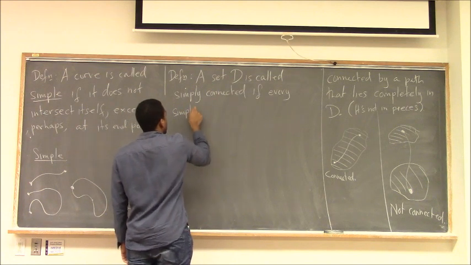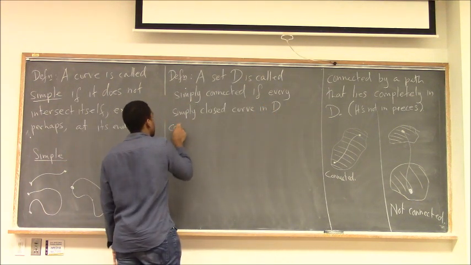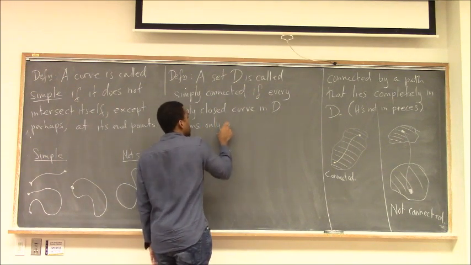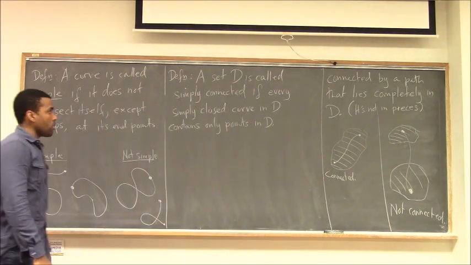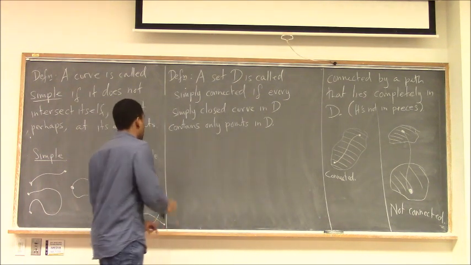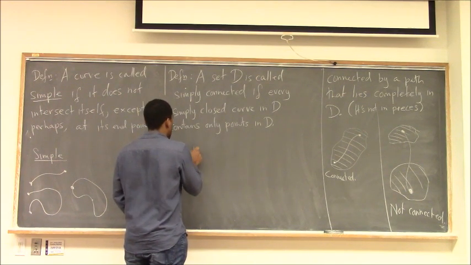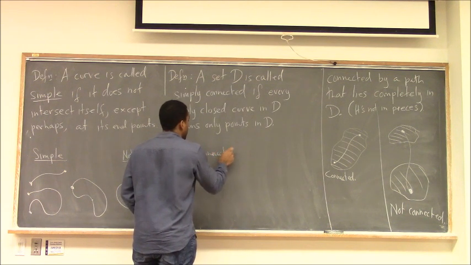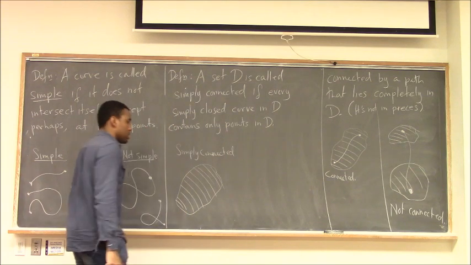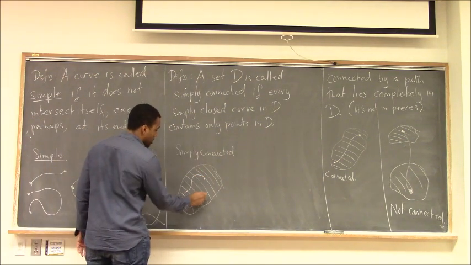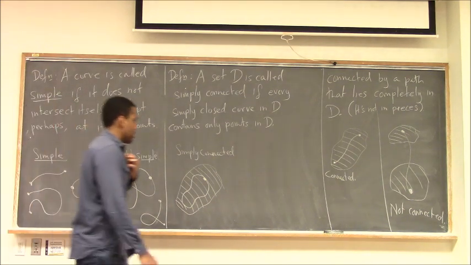If every simply closed curve contains only points in D. For example, again, anything that's like one blob that's all together, that's going to be simply connected, because any curve that does not intersect itself but has the same starting and ending point, it will only include points that are in the set itself. You can think of another way.